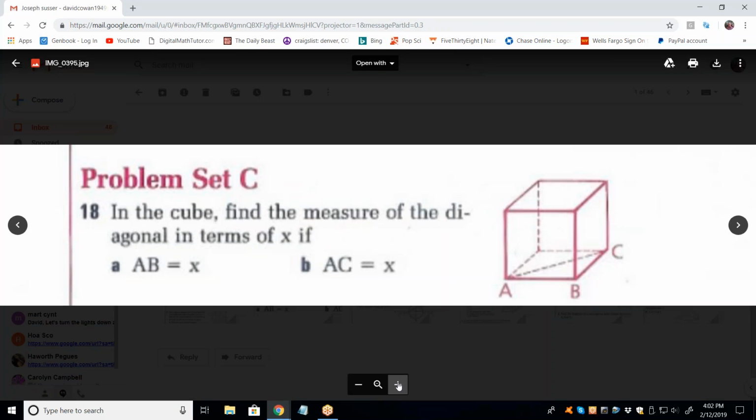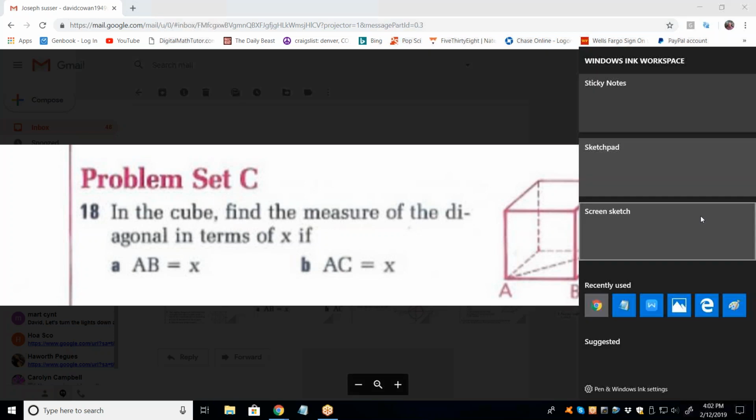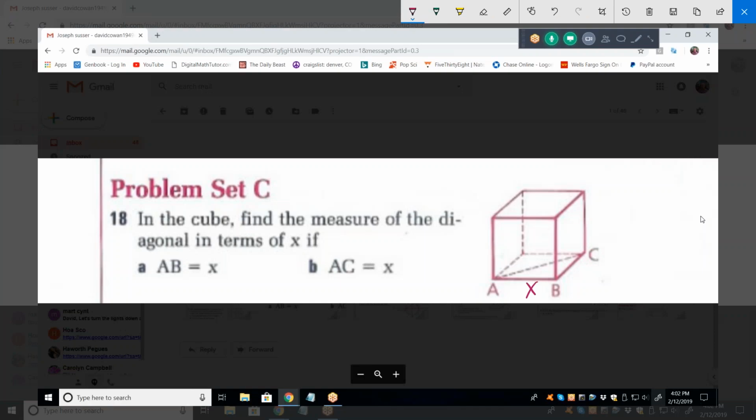That's all solid geometry today, huh? Measurement of the diagonal in terms of x. Well, they say AB is equal to x, so let's label that. And AC is equal to x.